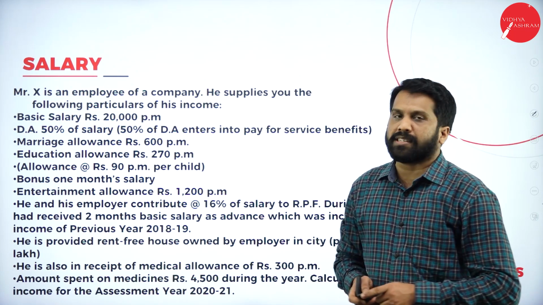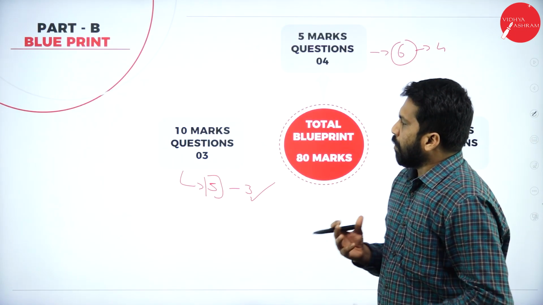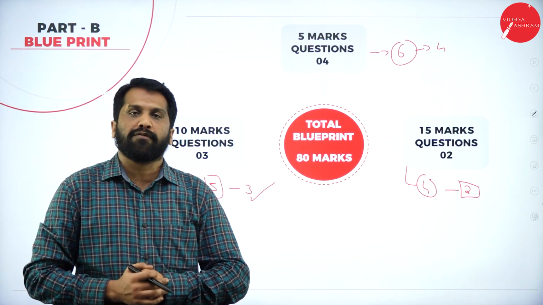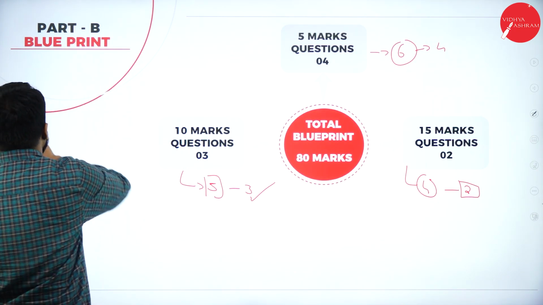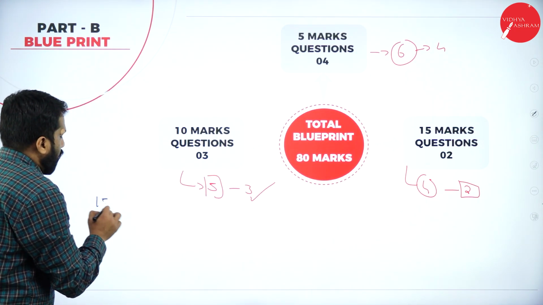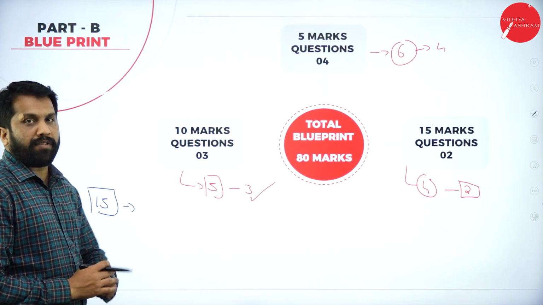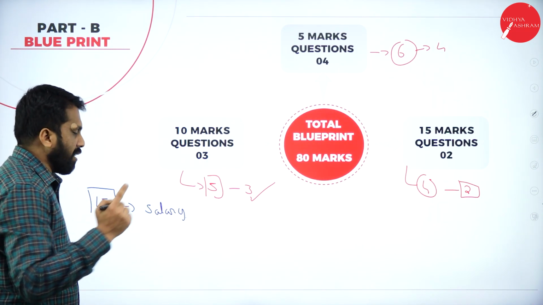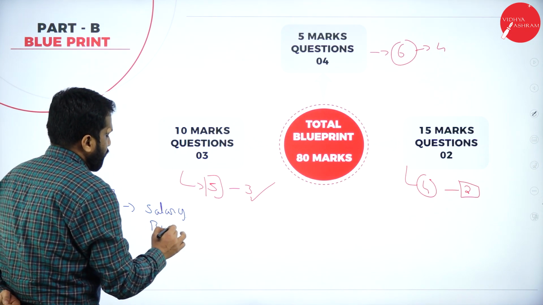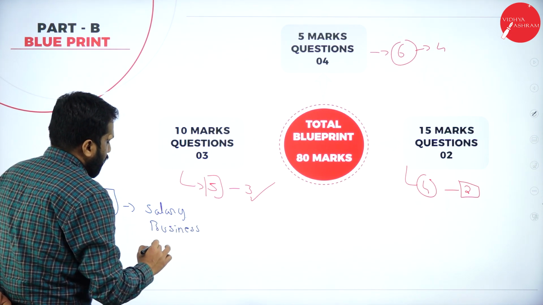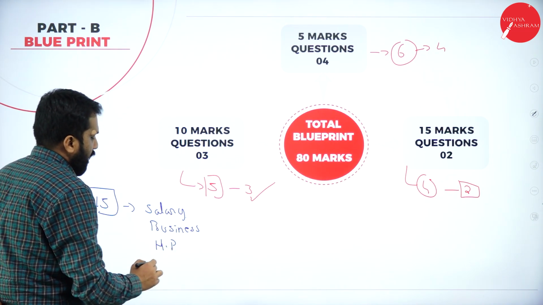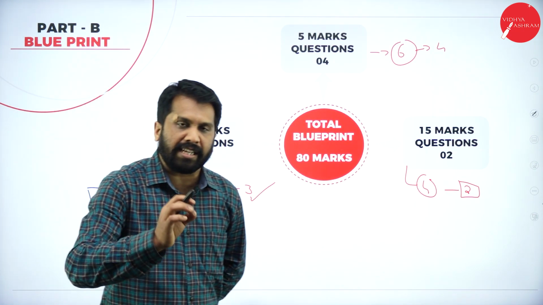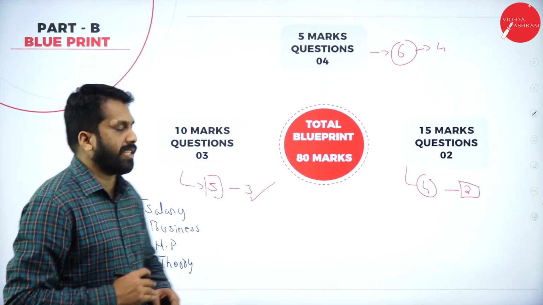Before that, I want to discuss your question paper pattern. What will come for your 15 mark, what will come for 10 mark, and what will come for your 5 mark. I can classify this. For your 15 mark, first one you can expect salary. Second one, you can expect business. Third one, it will be house property. And fourth one, it will be theory. What theory is going to come for 15 marks, I'll explain once we are done with our session.